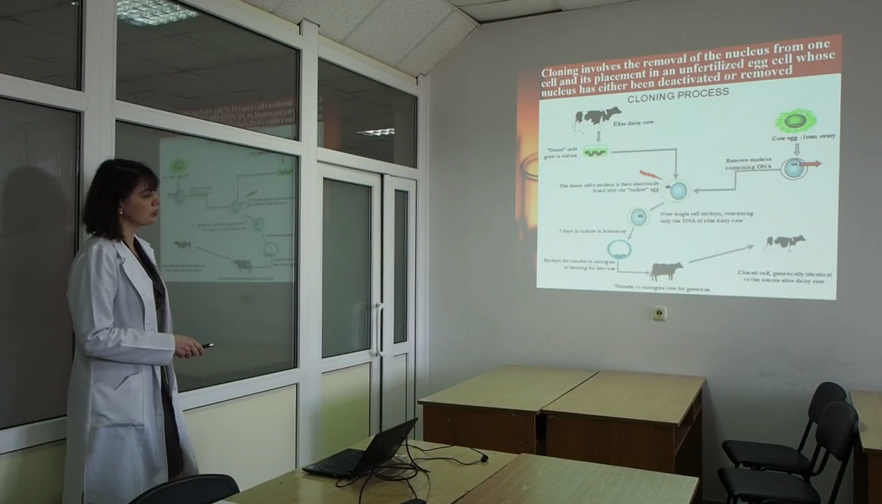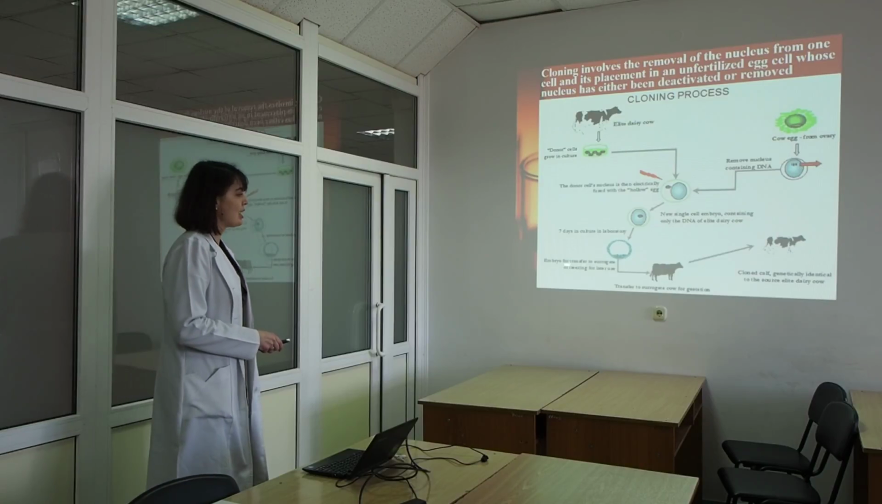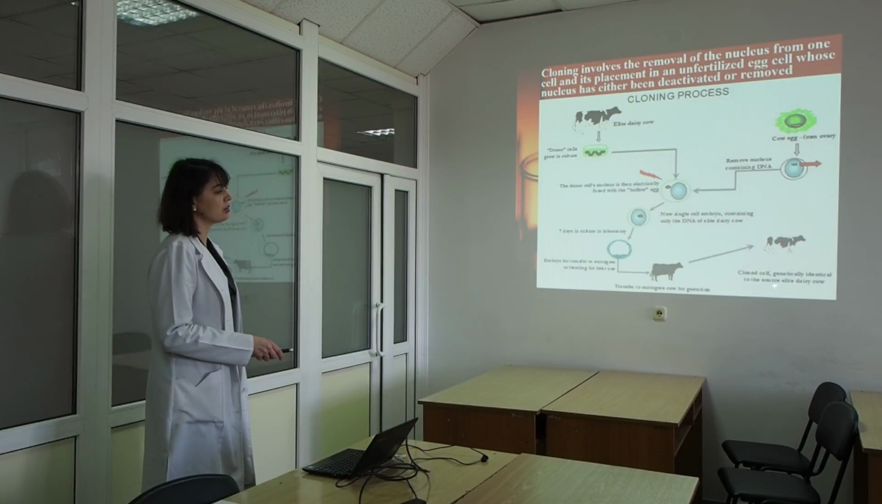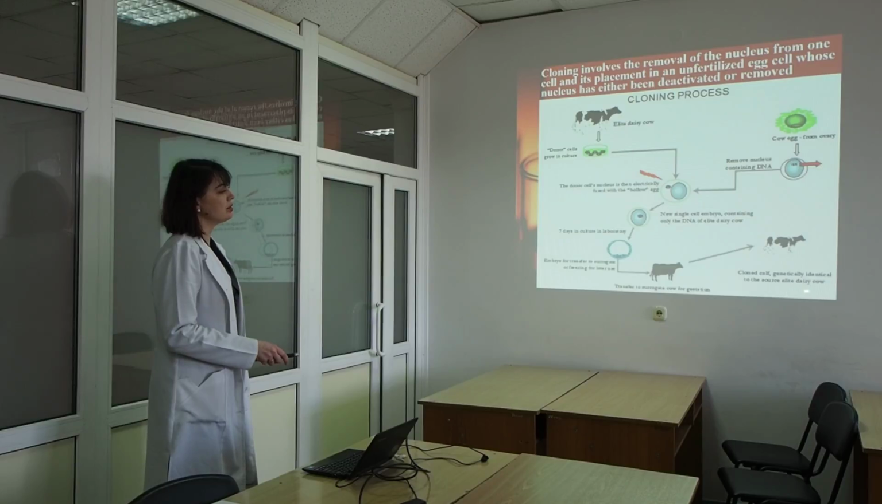And we have here now a zygote. Zygote starts to develop, and at the stage of blastocyst, it's inserted into the foster mother, and this mother, after 9 months, delivers the calf, genetically identical to the source, to this elite dairy cow.